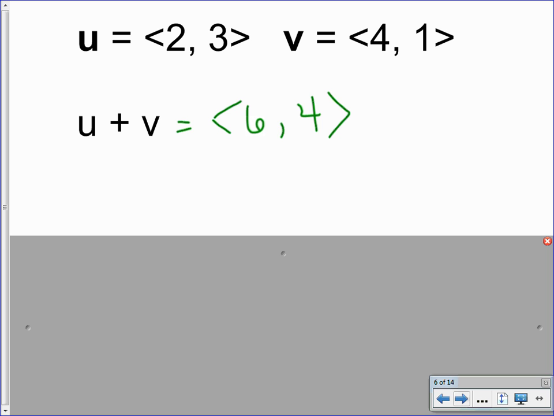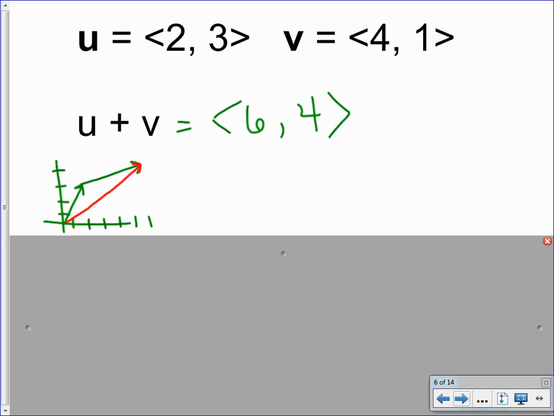All we have to do is add components. We have the vector 2, 3. We're going to add the vector 4, 1. So over 4, up 1. If we look at tail-to-head addition here, here is our resulting vector. We add our horizontal components, we add our vertical components for our new vector.